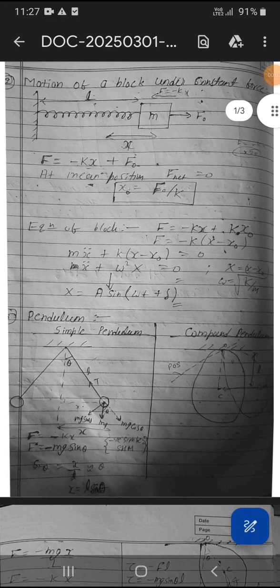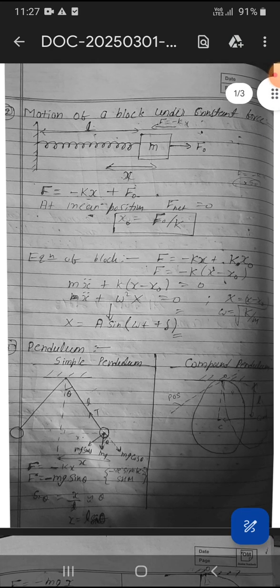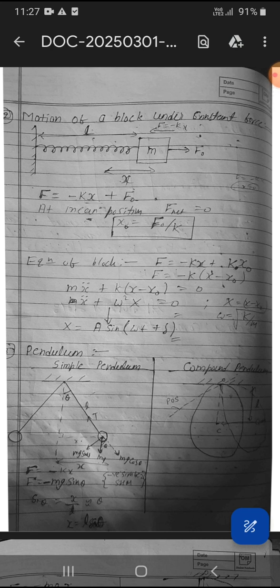Hello. So, in the last lecture, we talked about combination of springs. Now, let's talk about a new topic, that is motion of a block under constant force. So, suppose there is a spring block system having mass m.